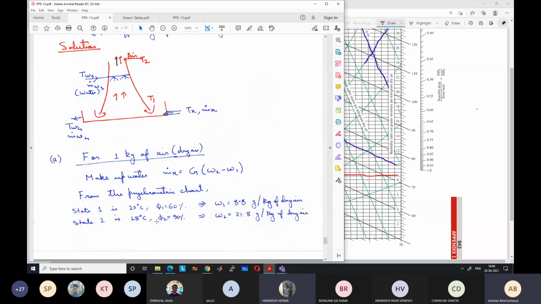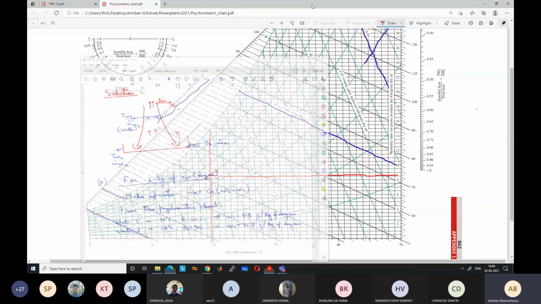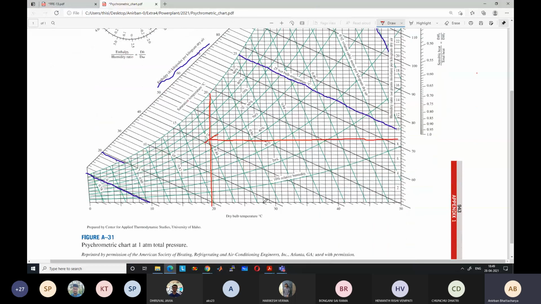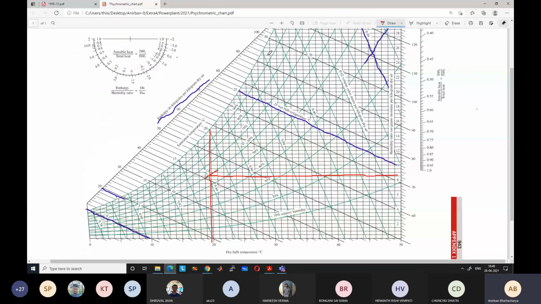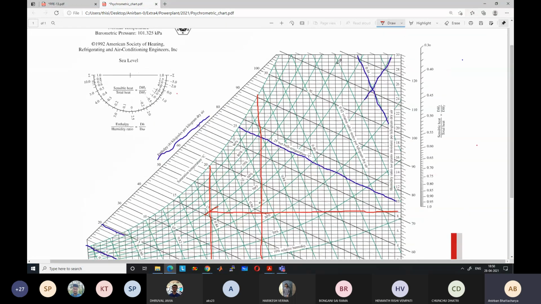Same thing we will do for state 2. 28 degrees centigrade, 90%. So we will do it quicker. This line is 28 degrees centigrade. So which one is 28 degrees centigrade? This is the line. Again, I have deviated quite a bit, but I guess this is fine. 90% relative humidity is this point. So this is our point.